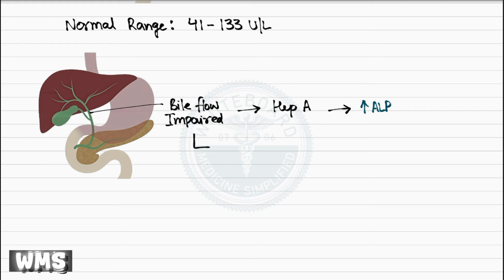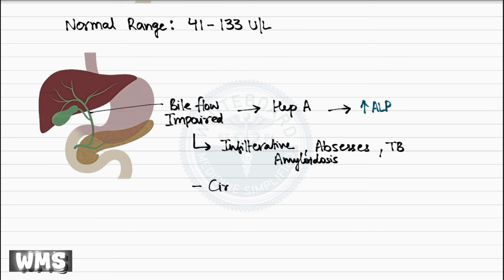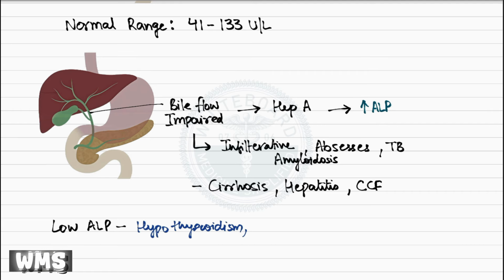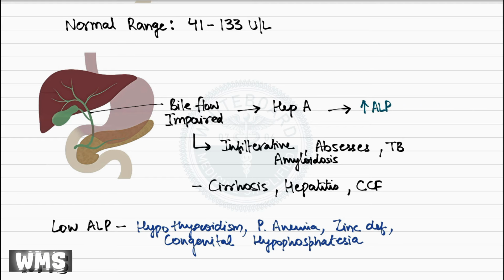levels. This includes infiltrative liver diseases, liver abscesses, TB and amyloidosis, which cause intrahepatic cholestasis. In contrast, milder elevations in ALP may be seen in conditions like cirrhosis, and hepatitis, and also in congestive cardiac failure when there is associated hepatic congestion. On the other hand, low ALP levels are less common, but can occur in conditions like hypothyroidism, pernicious anemia, zinc deficiency, and congenital hypophosphatasia.